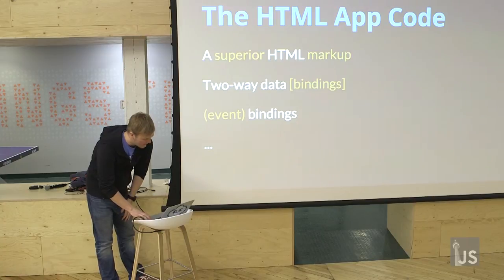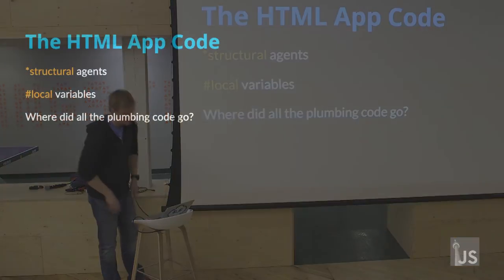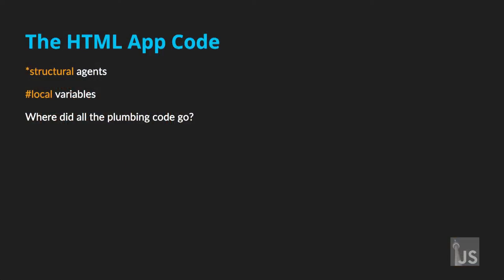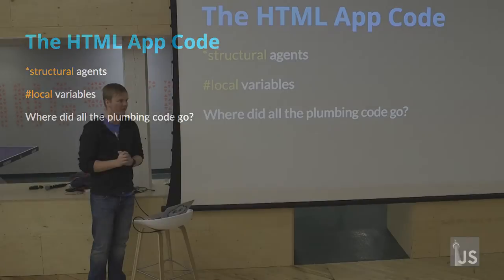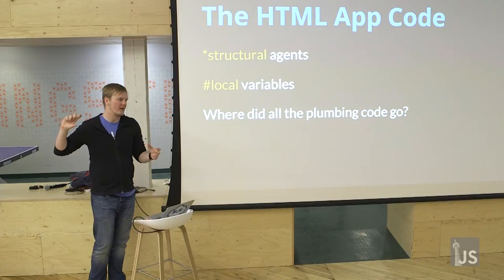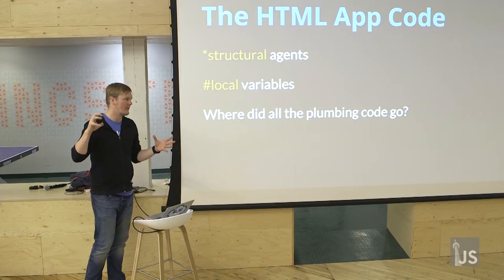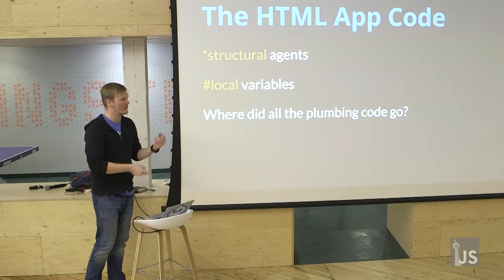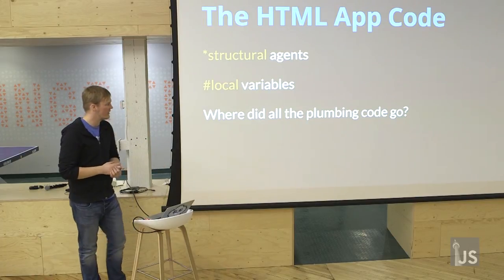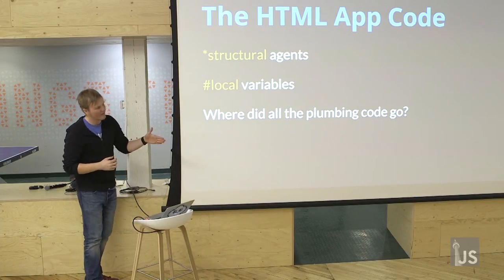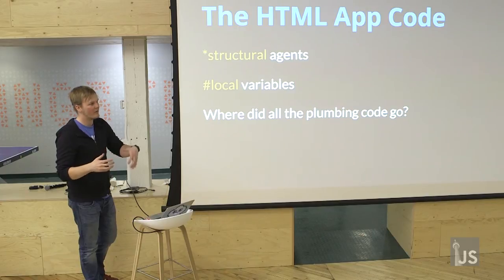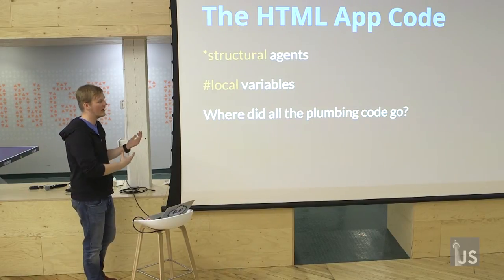So we saw the bindings, we saw the event bindings. But here we also see the structural directives, which are like for each. And then we see the local variables, which is the pound sign where we tie the DOM element into the memory of the application so that we can access the DOM element's properties. So all that plumbing that we saw in the HTML code makes all the interactivity communicate with the application code.